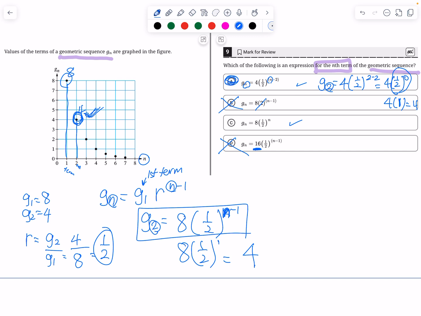Now let's see if it works for choice C. If I have the second term that I'm focused on, 8 times 1/2 to the, remember you're plugging in 2 for n, and so 1/2 squared is 1/4, and 1/4 of 8 is 2, but the second term was not 2, so it's choice A.